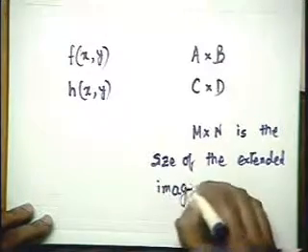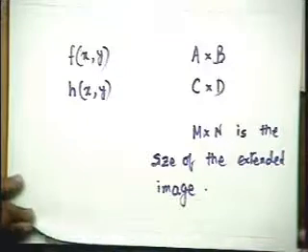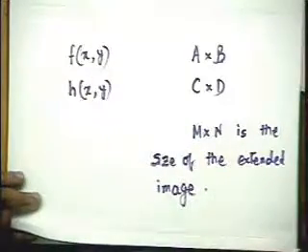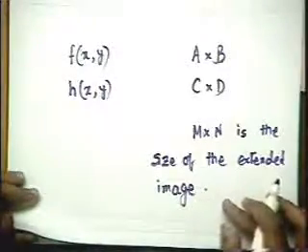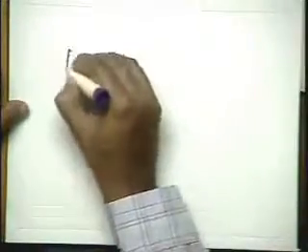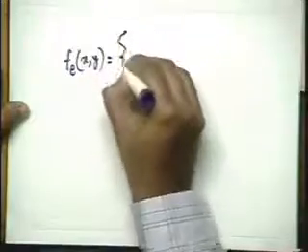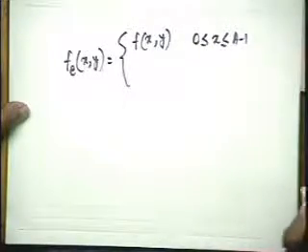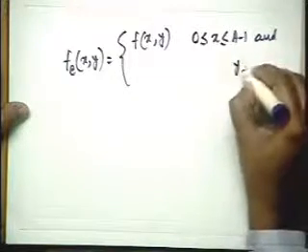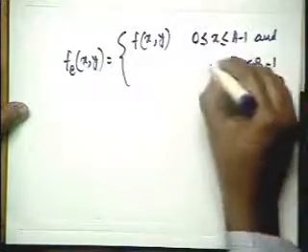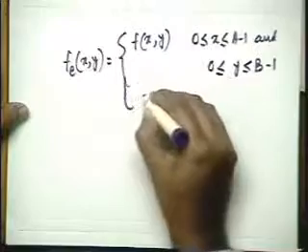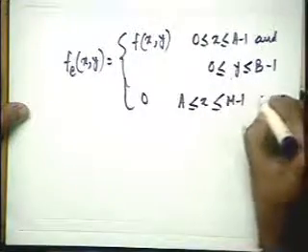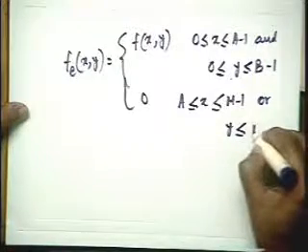Now, we are going to extend these A by B and C by D images into an M by N image. M by N is going to be the size of the extended image. Such that our definition of the extended functions I am now writing down. In the extended function, I will not call it f(x,y), I will call it fe(x,y), and the extended h function I will call he(x,y).